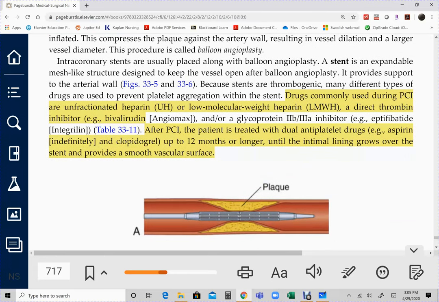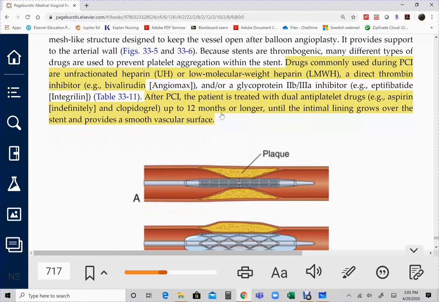I already mentioned, so during PCI, these are the drugs that we'll use. I mentioned Angiomax, okay. And then after the cardiac cath, since the patient already had acute coronary syndrome most likely, the ongoing treatment will be dual antiplatelet, meaning two antiplatelets, usually aspirin and Plavix or aspirin and something else.